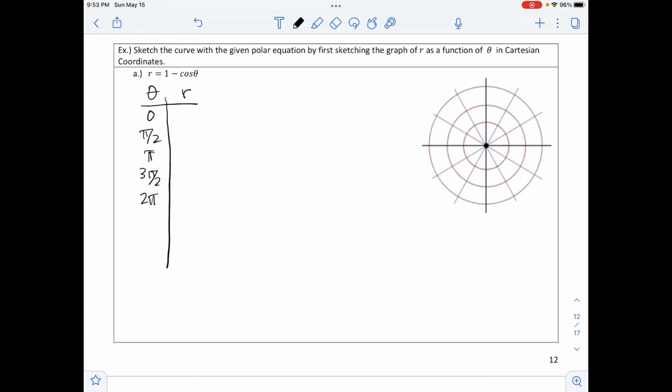And see if I need additional points, then I can find those. But substituting this in, we have cosine of 0, which is 1, and 1 minus 1 would be 0. So radius of 0. And then we have 1 minus cosine pi over 2, which is going to be 1 minus 0, or 1. Cosine of pi is negative 1, so 1 minus negative 1 would become 2. And likewise, finishing up at 3 pi over 2, we would get 1, and 2 pi we would get 0.